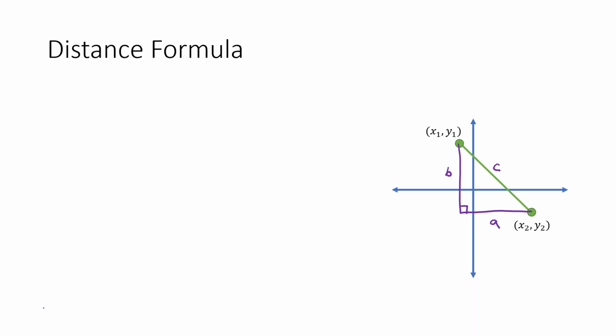What's nice is we can actually figure out what A, B, and C actually are. A, down here at the bottom, that is the distance between x1 and x2. We can actually subtract them. x1 minus x2 will give us the distance from one to the other. Positive or negative, it doesn't really matter because we're going to square it. And b, similarly, is the distance between the y's going up and down. So b is y1 minus y2.